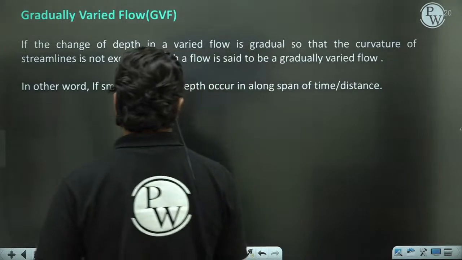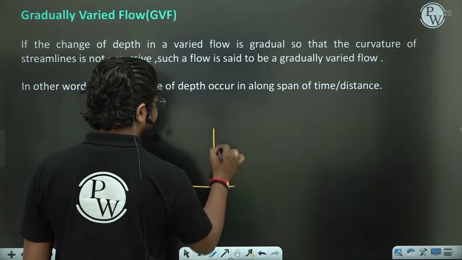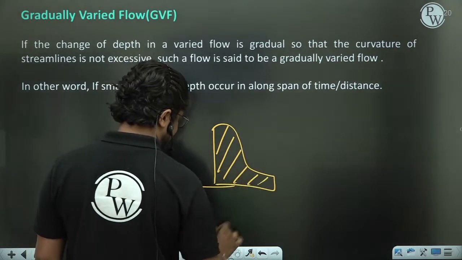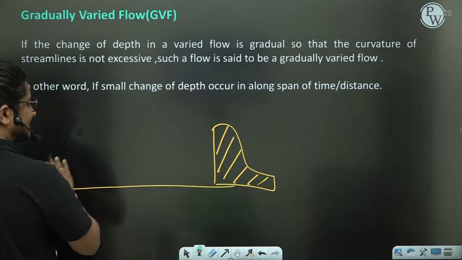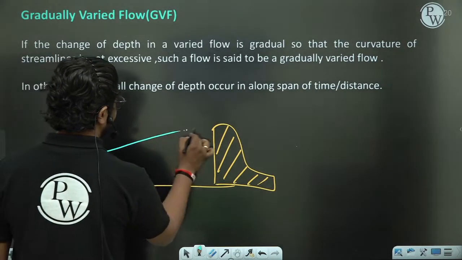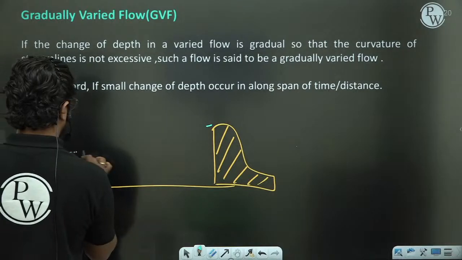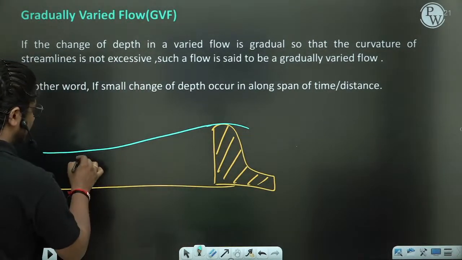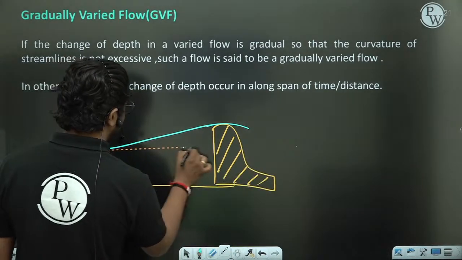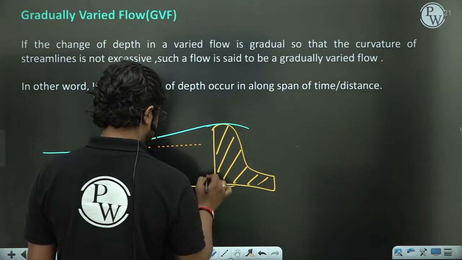For example, I'm giving an example for a steady GVF. This is a dam we have. On the back side of the dam, or you can say the upstream of the dam, you will find the water is going like this, or in a little bit more clear way, it is going like this. So if you notice, my dear, there is a small change in depth which happened here.